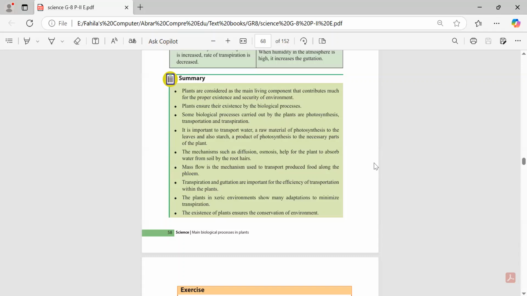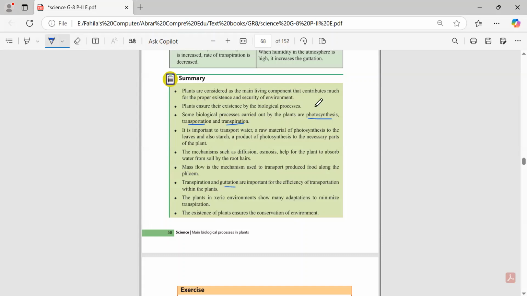Transpiration and guttation are important for the efficiency of transportation within the plant. The plants in xeric environments show many adaptations to minimize transpiration. The existence of plants ensures the conservation of environment. Yeah, conservation of environment. So the main processes, photosynthesis, transportation, transpiration. Other than that, you have something called guttation, right? So 4 main processes. So how are these processes taking place? That's something we have to learn.